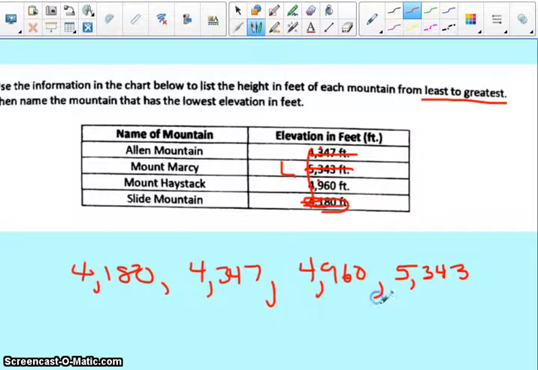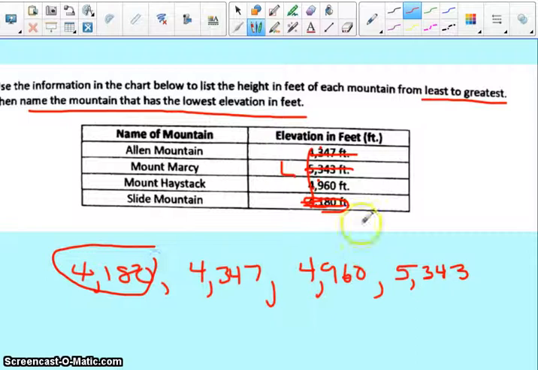Okay. All right, so these are our amounts in order from least to greatest, and then it says name the mountain that has the lowest elevation in feet, which there it is right there, 4,180, which is Slide Mountain. All right, that's your homework help for tonight. If you have further questions, please ask tomorrow in class. Thank you.